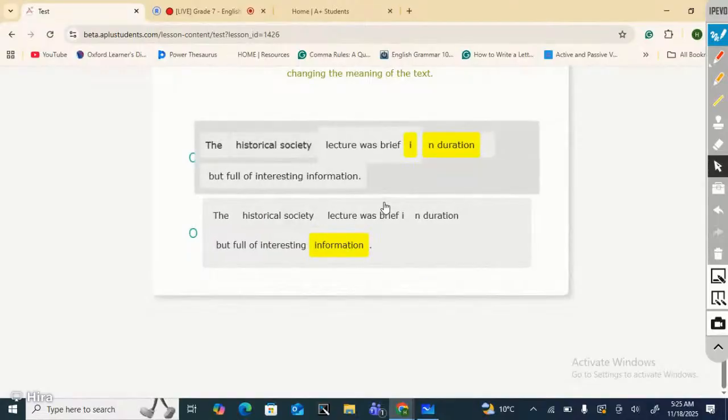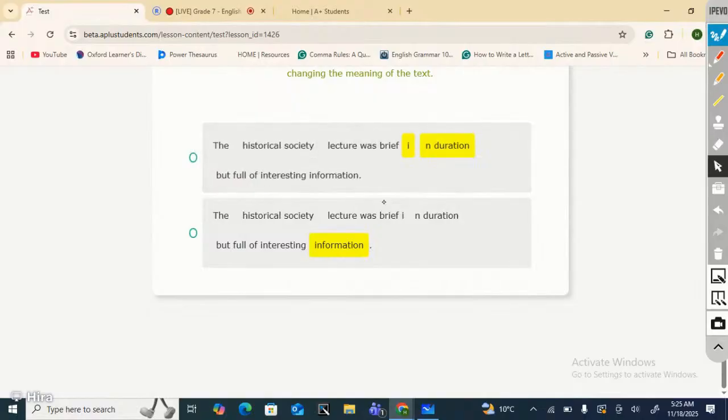The historical society lecture was brief in duration but full of interesting information. Well, it says option one. If you select option one, you say in duration is redundant. If you select option two, you say information is redundant. Which one is redundant? Select.